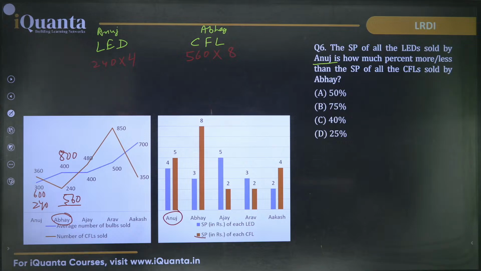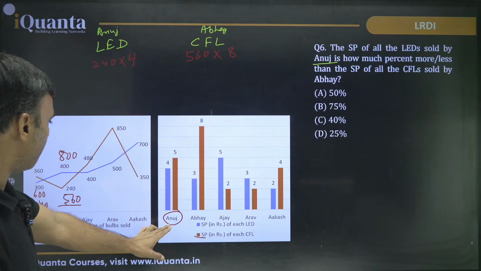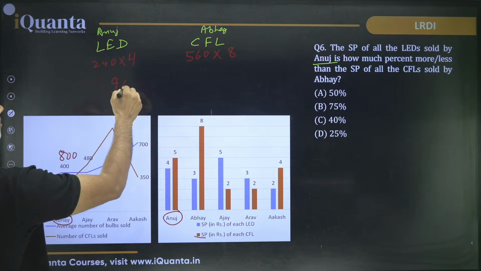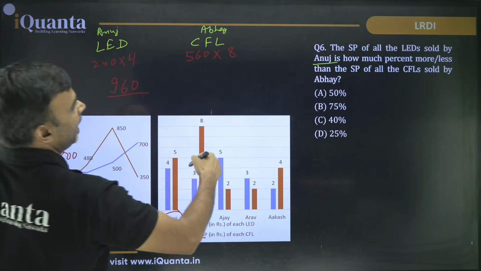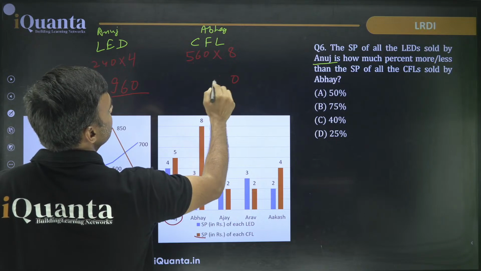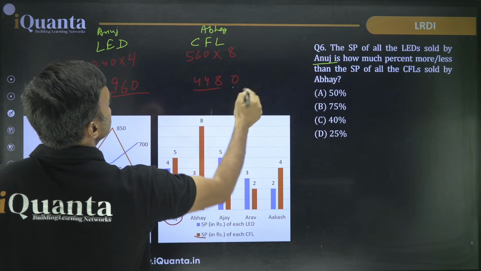SP of all the LEDs sold by Anuj. Anuj's average was 300, double 600, 360 was CFL, so 240, right? 240 into Anuj's price for LED is 4. So 240 into 4 is 960. And this is 560 into 8. 8 sixes are 48. 44.